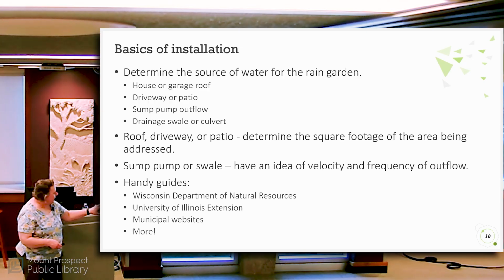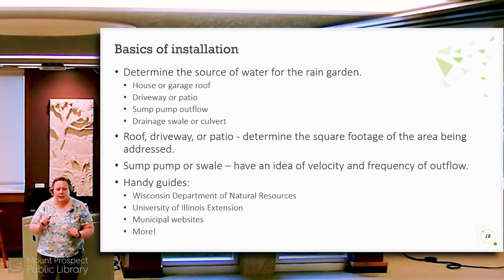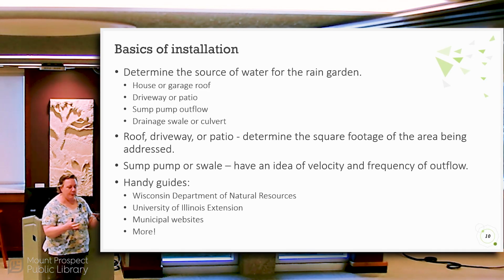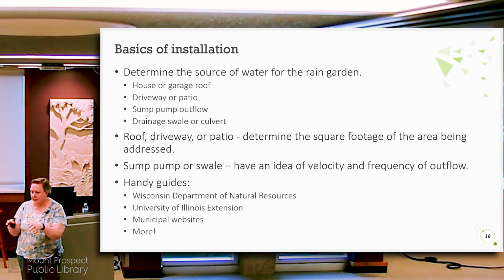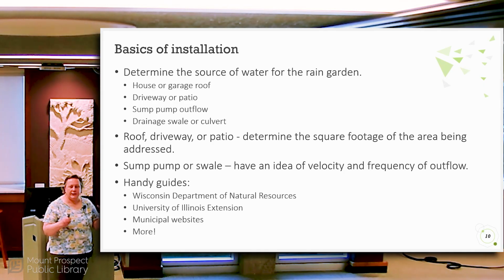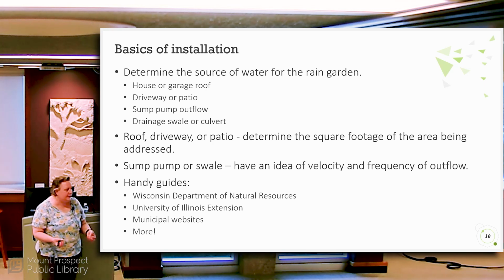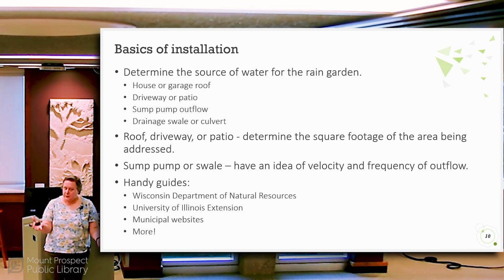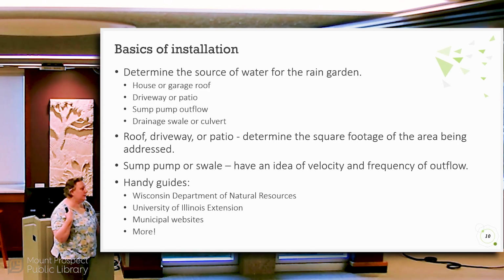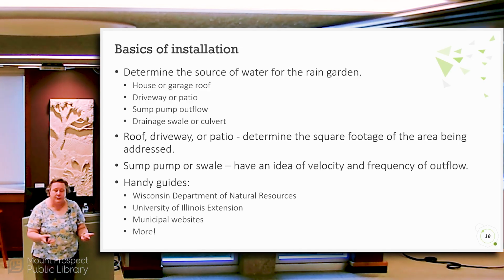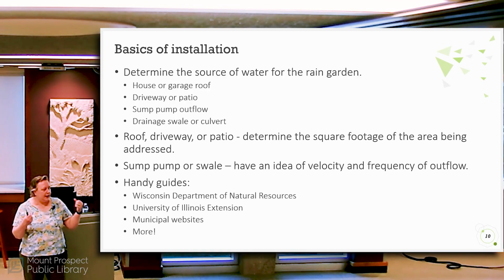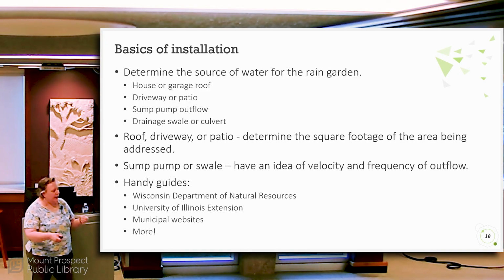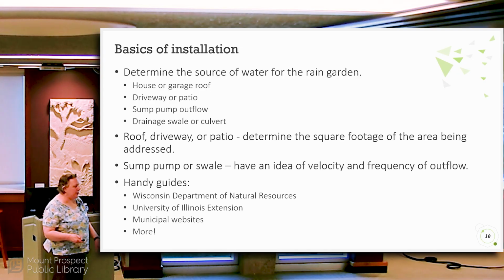When we're looking at handy guides, the Wisconsin DNR's is kind of the Bible of rain garden building. It goes into the nitty gritty and gives you formulas and all kinds of good stuff. University of Illinois Extension has a bunch of resources. Check your municipal website, Downers Grove does. There's a few others out there too. So there's definitely more information out there when you start getting out the measuring tape and having a think about what you want to do with it.